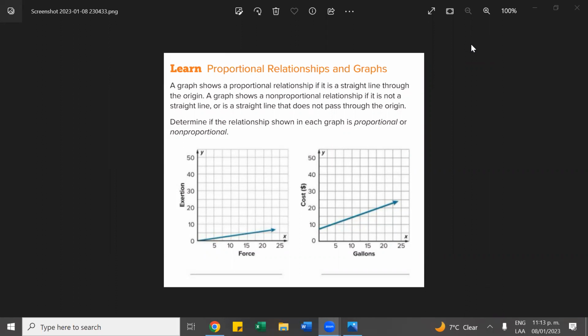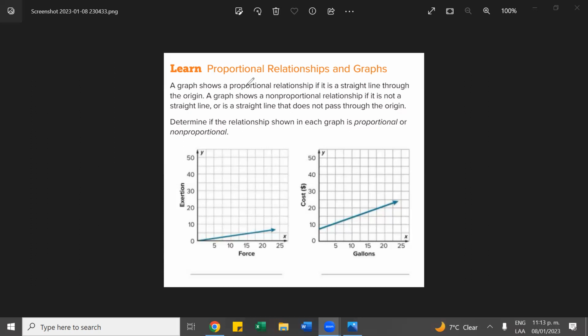Today we're going to learn about proportional relationships and graphs. A graph shows a proportional relationship if it is a straight line through the origin. A graph shows a non-proportional relationship if it is a non-straight line or if that straight line does not pass through the origin. We're going to see these two graphs right here, and determine if they are proportional or non-proportional.